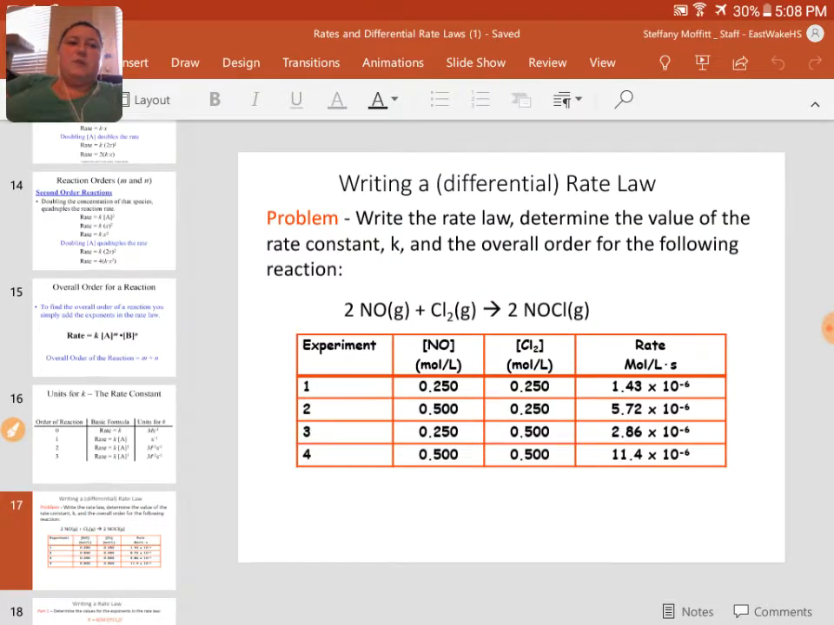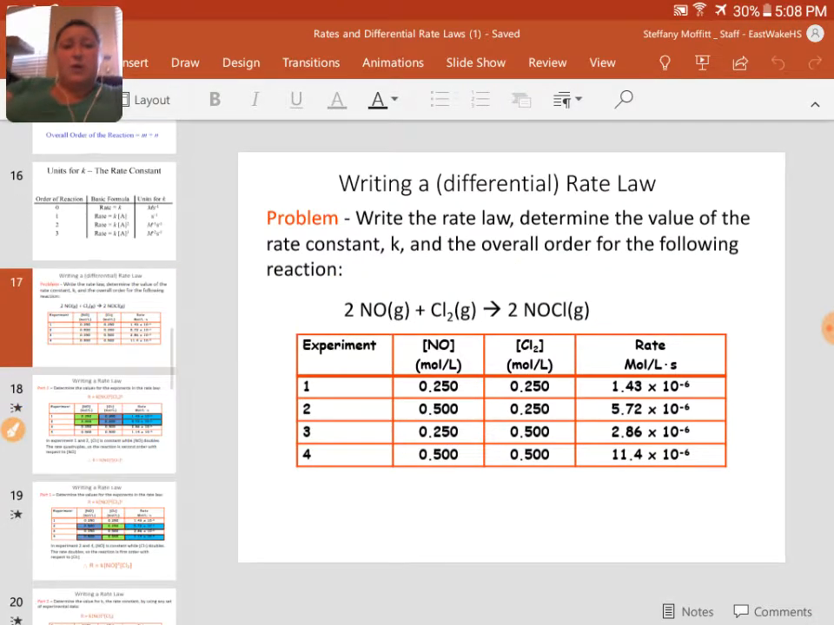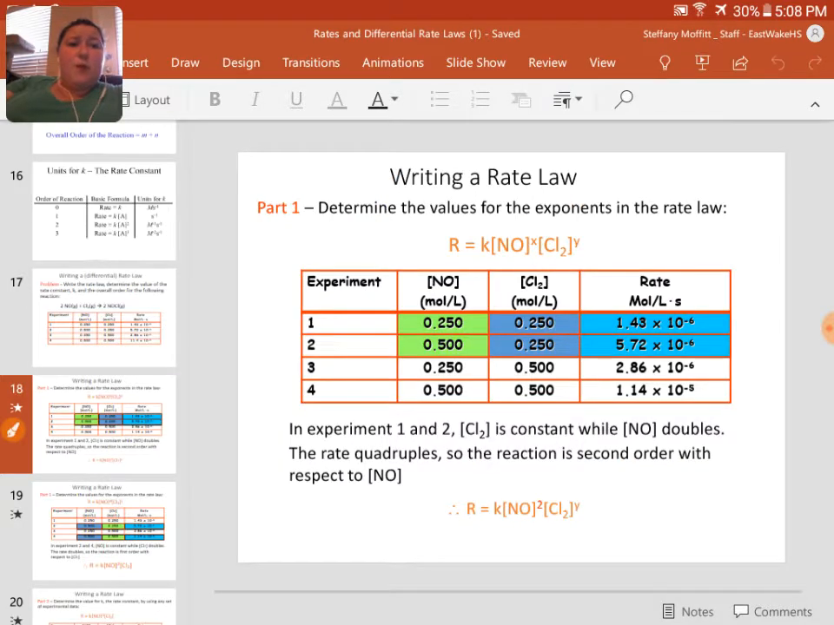So when we're writing a differential rate law, the problem says: write the rate law, determine the value of the rate constant K, and the overall order for the following reaction. So we're given this reaction right here. We need to write the rate law, and we need to determine the value of the rate constant K. But first of all, we really need to figure out what the orders are. So, part 1, determine the values for the exponents in the rate law. We need to figure out X and Y, or M and N, as they have said before.